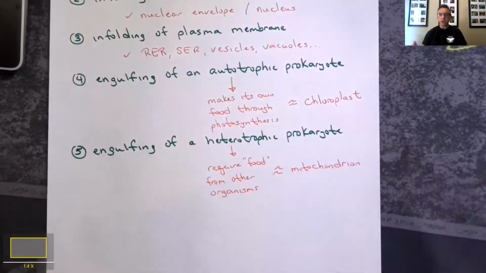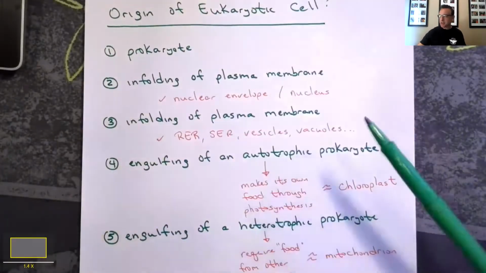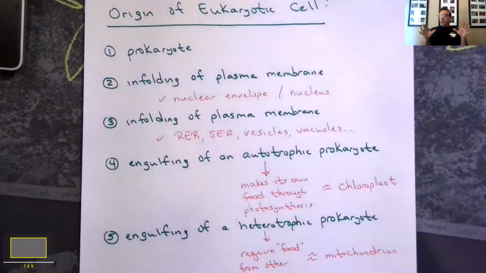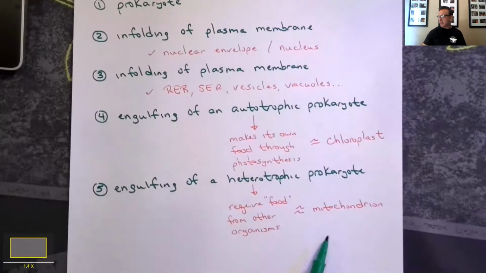This is why modern mitochondria have their own DNA. They have their own ribosomes. They go through their own gene expression. Why? Because they used to be their own organism. So the endosymbiotic theory is a 5-step process. You start with a prokaryote. You start to invaginate or infold the plasma membrane. That leads to the nucleus. That leads to the membrane-bound organelles. You then take in an autotrophic prokaryote. That leads to the formation of the chloroplast. You then take in the heterotrophic prokaryote, and that leads to the mitochondria.